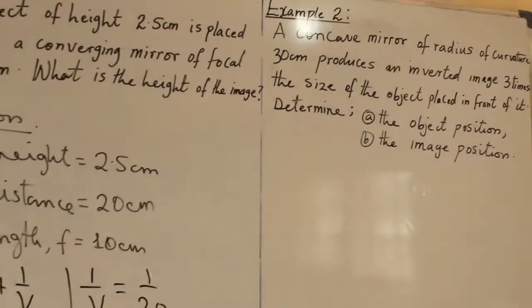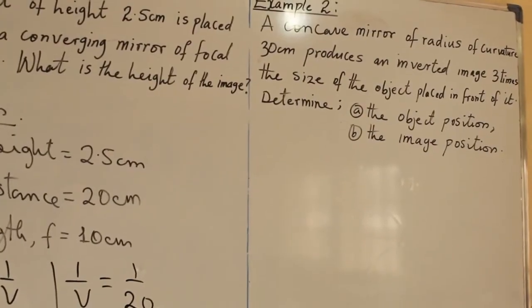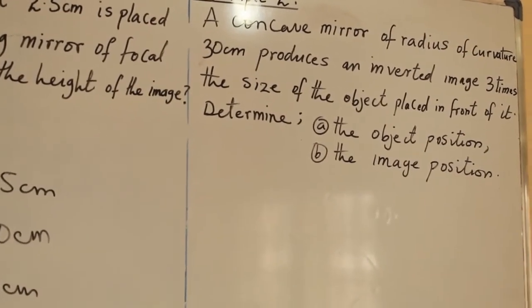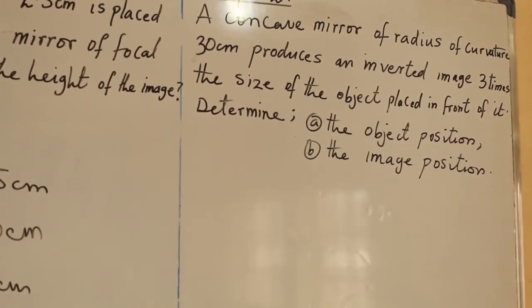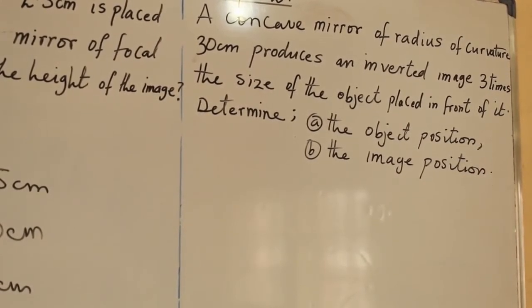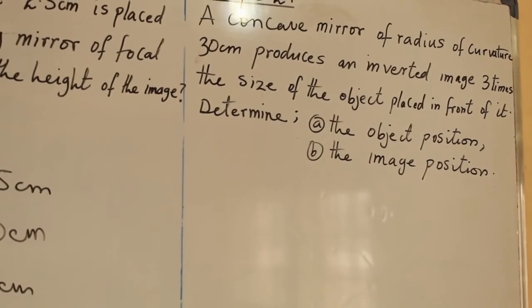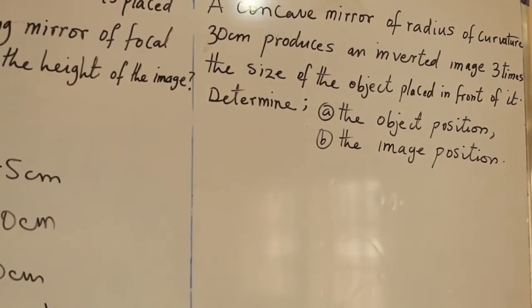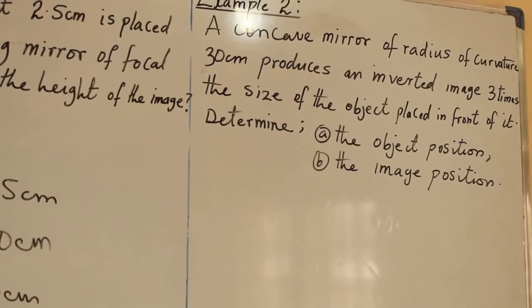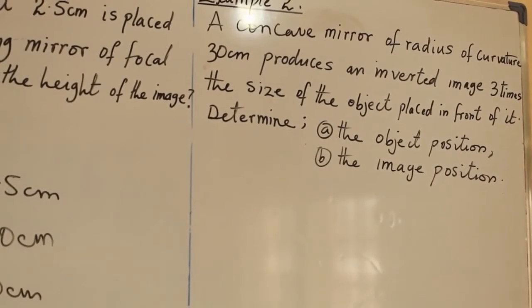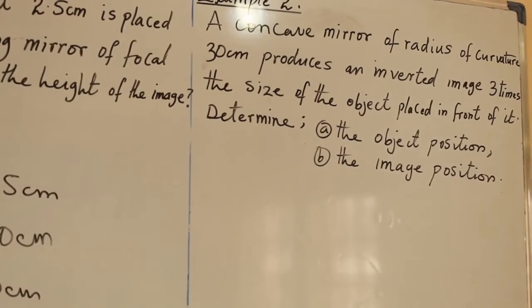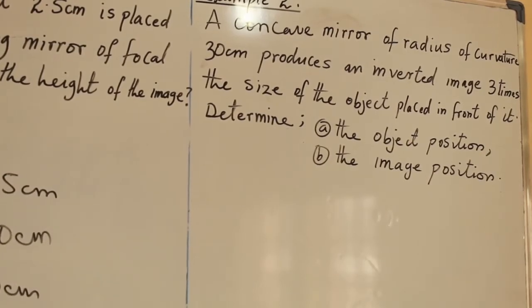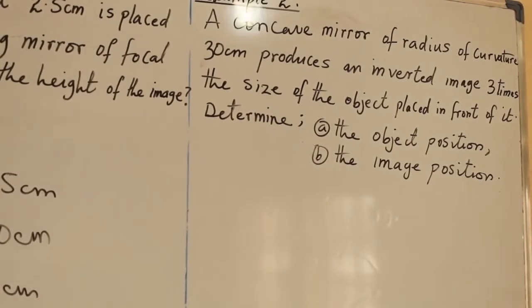We have a concave mirror of radius of curvature 30 cm produces an inverted image 3 times the size of the object placed in front of it. Determine the object position and then the image position. I read the question again. A concave mirror of radius of curvature 30 cm produces an inverted image 3 times the size of the object placed in front of it. Determine the object position and then the image position.